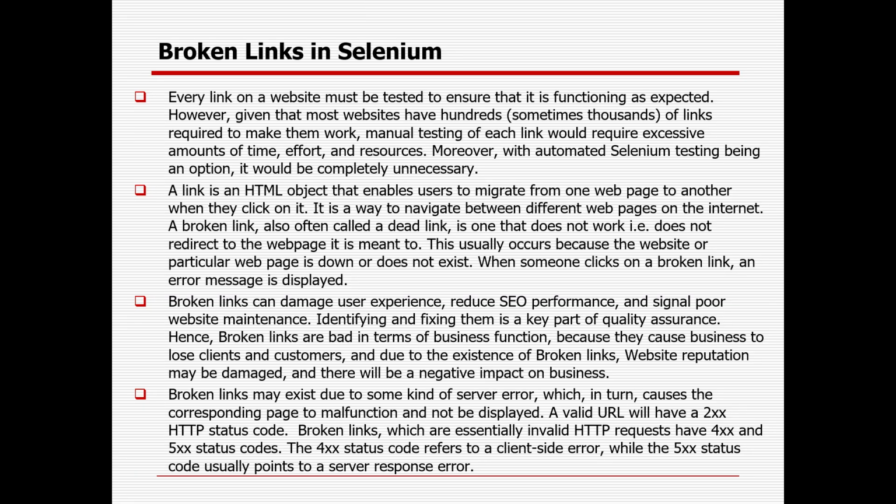Broken links may exist due to some kind of server error, which in turn causes the corresponding page to malfunction and not be displayed. A valid URL will have a 2xx HTTP status code, like 200. Broken links, which are essentially invalid HTTP requests, have 4xx and 5xx status codes. The 4xx means starting with 4, it will be 400, 403, 408 like that. The 4xx status code refers to a client error, while the 5xx status code usually points to a server response error.